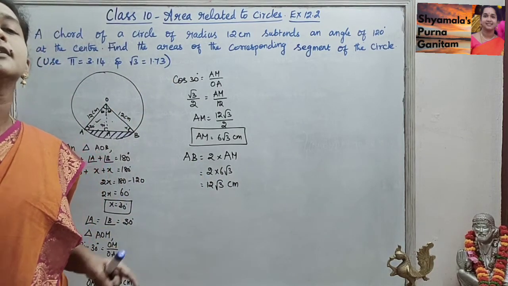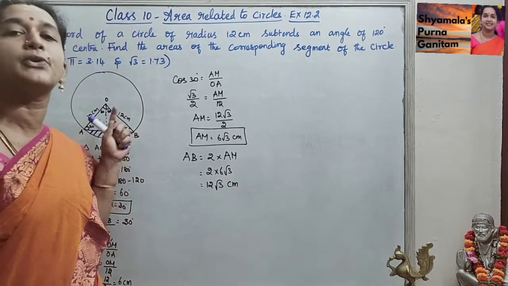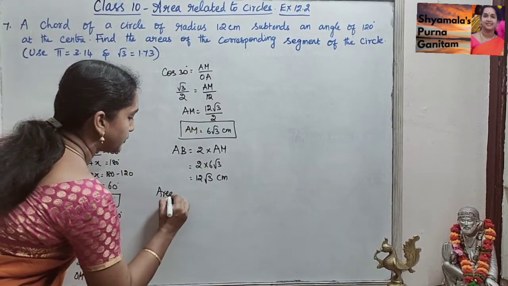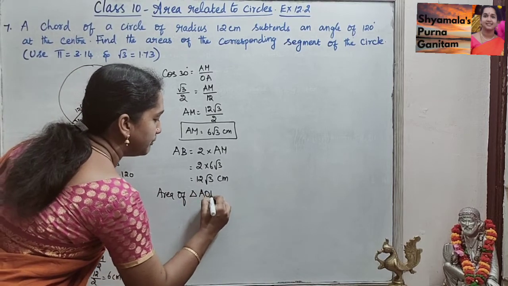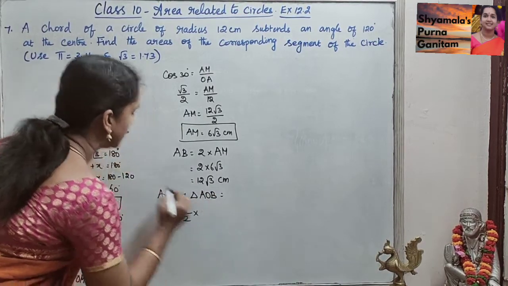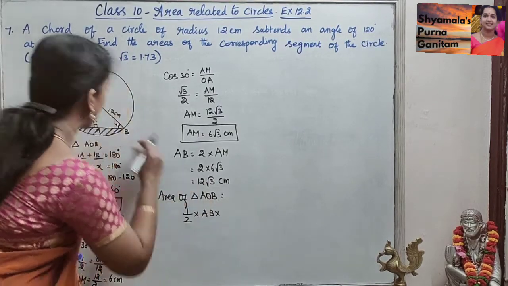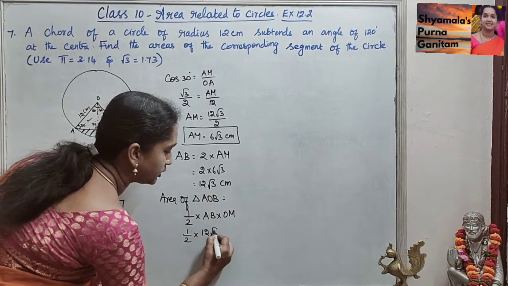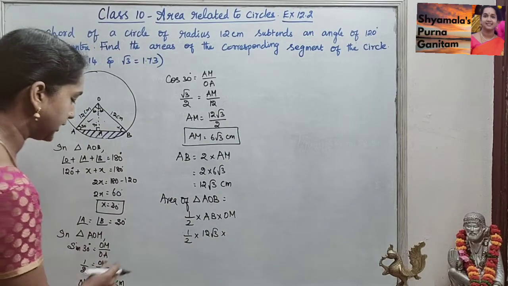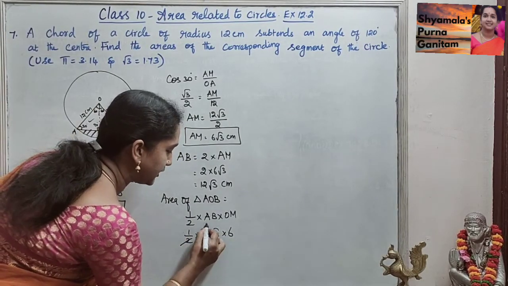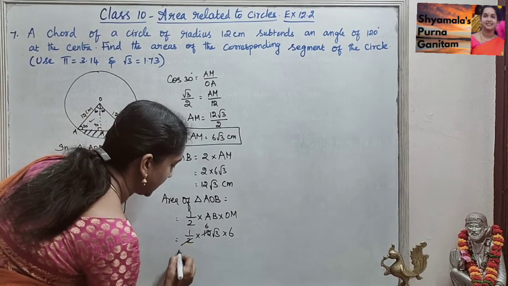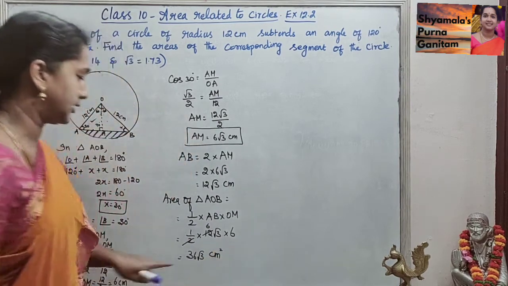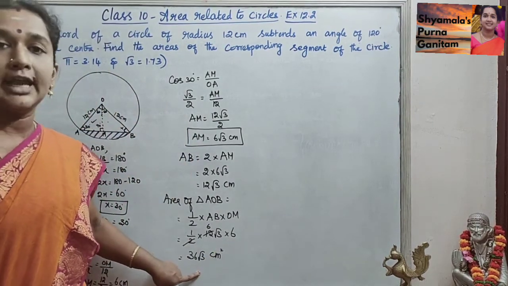Now we can use the half into base into height formula to find the area of the triangle AOB. So area of triangle AOB is equal to half into base AB into height OM. So half into AB, which we got as 12 root 3, into OM, which we got as 6 centimeter. When we simplify this, we will get the area of triangle AOB as 36 root 3 centimeter square.